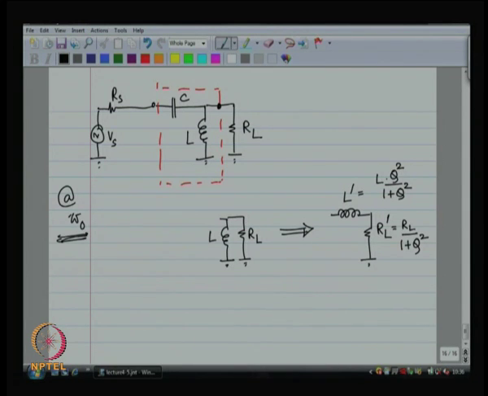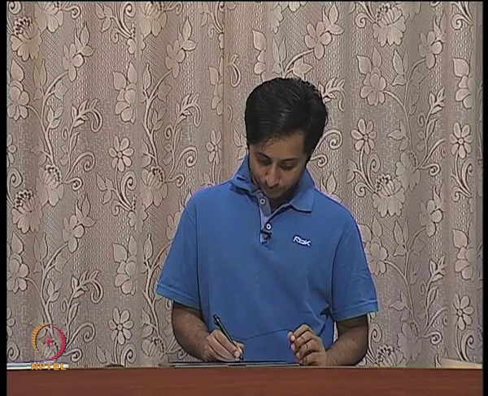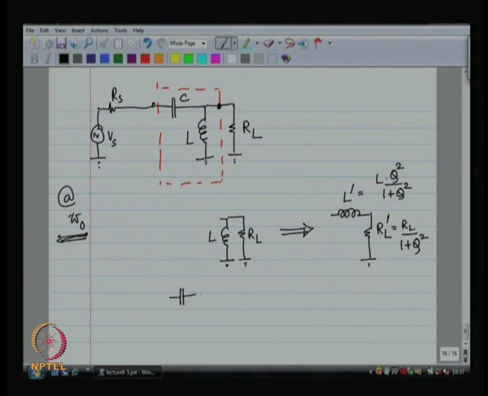Okay. Before we go into what is Q, let me finish the story and then we will talk about the Q over here. Do not even try to guess what Q is. So, we do this transformation. It is conceivable to transform an inductor in parallel with a resistor into an inductor in series with the resistor. Then the network that we end up with is a capacitor in series with the inductor in series with the resistor.